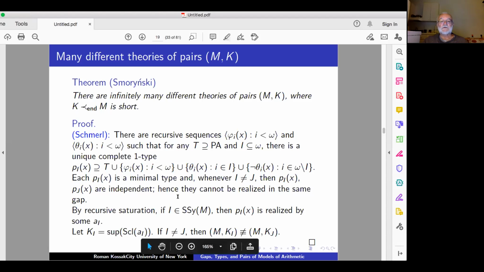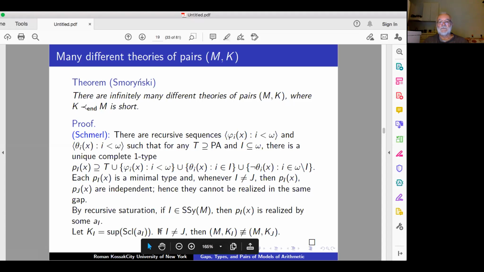Independent means, and this is a property of independent types, that they cannot be realized in the same gap. It can be proved that if they are realized, they have to be realized in different gaps. So now if you have K_i as a supremum, a short model that's a cofinal extension of something generated by a_i, the last gap of K_i cannot contain an element that realizes p_j for a different j, because the types are independent.